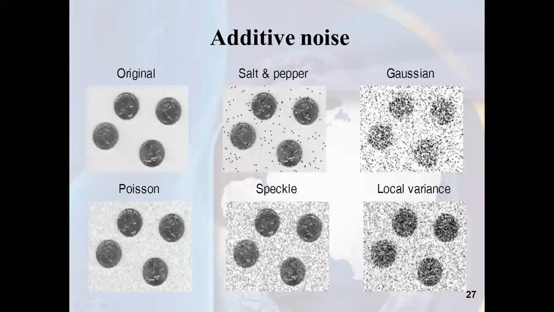Dear student, after defining the noise, we defined 5 types of noise: salt and pepper, Gaussian, Poisson, speckle, and local variance. And we see the influence of each type of noise. Now we need to define the types of filters that are used to reduce this noise and increase the quality of the image.